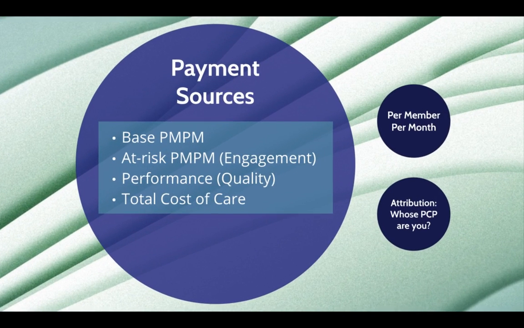First, we have to cover how you get paid in this program. There are 4 ways: base PMPM, at-risk PMPM based on engagement measures, performance, also known as quality, and total cost of care savings bonuses.